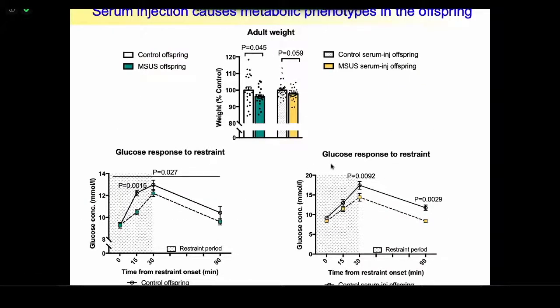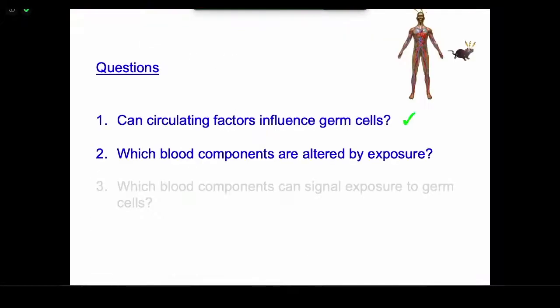And that's exactly what we see. These data on the left in green are MSUS, and on the right in yellow are the animals resulting from the injection of MSUS serum into males. You see that the reduced weight could be recapitulated, as well as the decreased glucose response to restraint. So indeed, serum injected chronically into a control mouse can send signals to germ cells, which then induce some phenotypes in the offspring.